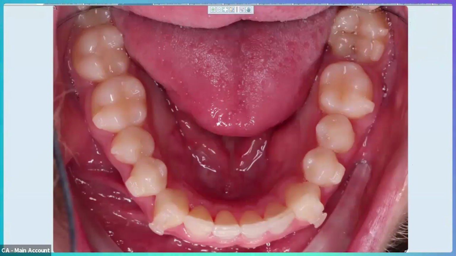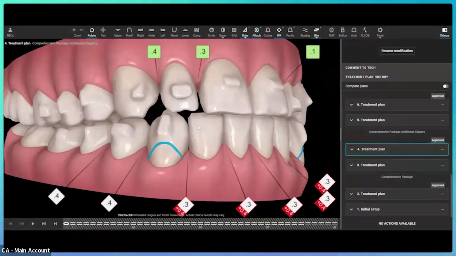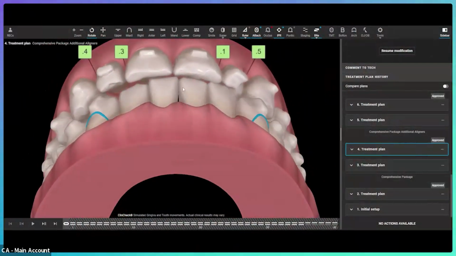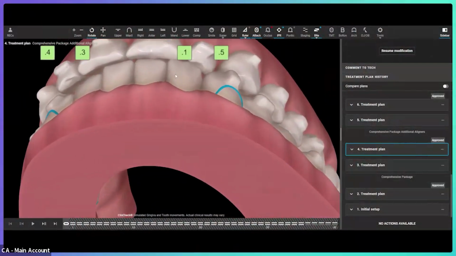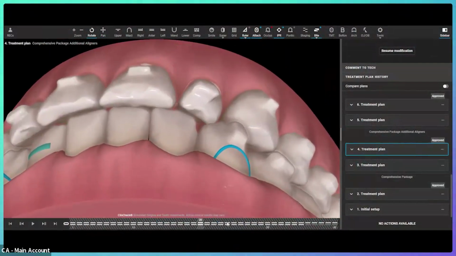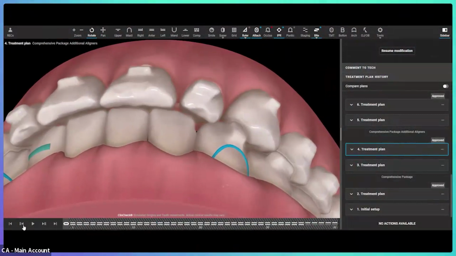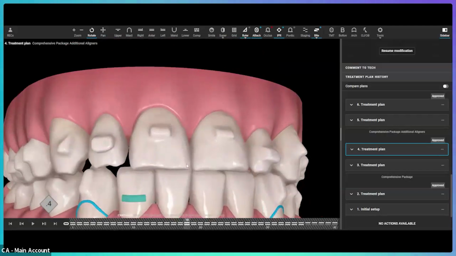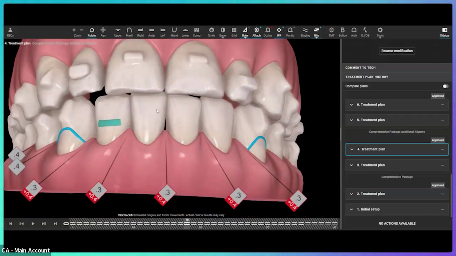So I'll show you the plan. Here's his next batch. So you can see that his bite's a little bit tight still. He's kind of hitting edge to edge on this lateral incisor. We're needing to open a bit more space, so we're going to do that. But we also do actually plan to do a slight increase in the amount of IPR done here.